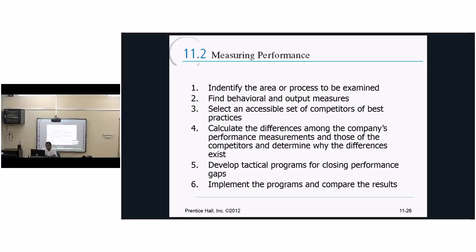Select the accessible set of competitors or best practices. Obviously, since it's financial measures, you need to get hold of the annual report. Calculate the differences between the company's performance measurements and those of the competitors, and determine why the difference exists. And then if you see Unilever's gross profit margin is very low compared to, let's say, Nestle's, then develop tactical programs for closing the performance gaps. Then implement the program and review the results. So that's basically the performance measurement technique.